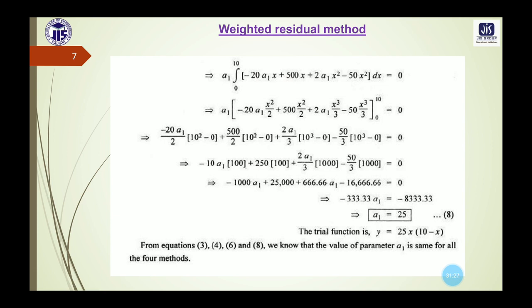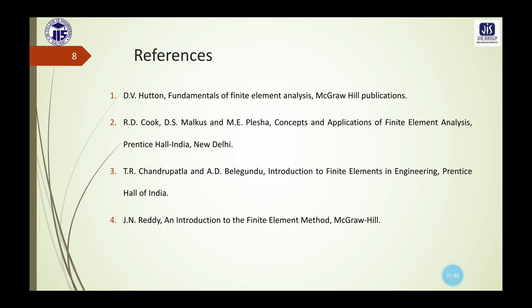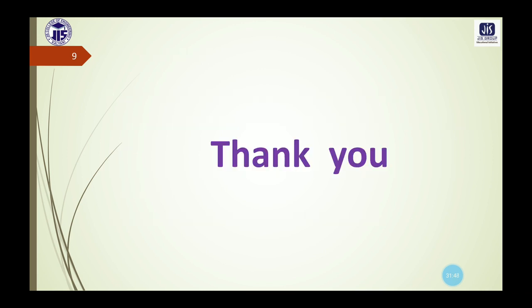So that means, using all the four different methods, that is point collocation, subdomain collocation, least square method, and Galerkin method, we are getting the value of a1. It is the same, and it is 25 for all these cases. Okay, so these are the weighted residual method and the Galerkin method which we have discussed today, and we have seen different numericals, how to solve those numericals using the weighted residual method, point collocation, subdomain collocation, and Galerkin's method.